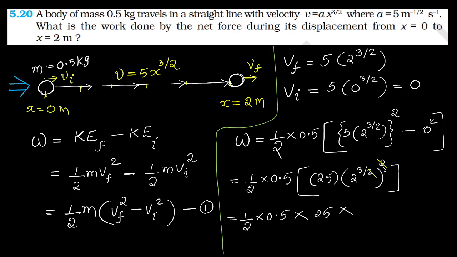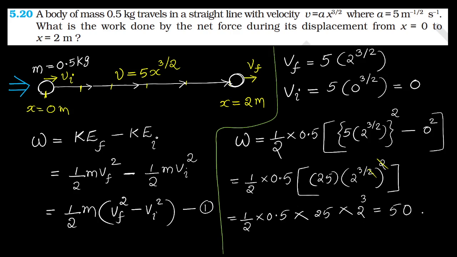2 and 1 by 2 cancelled. Raised to, again raised to, we have to multiply the powers. We will multiply the power. 3 by 2 into 2, 3 varum, 3. 2 raised to 3 varum. Power is multiplied. So you will get 50 joules.